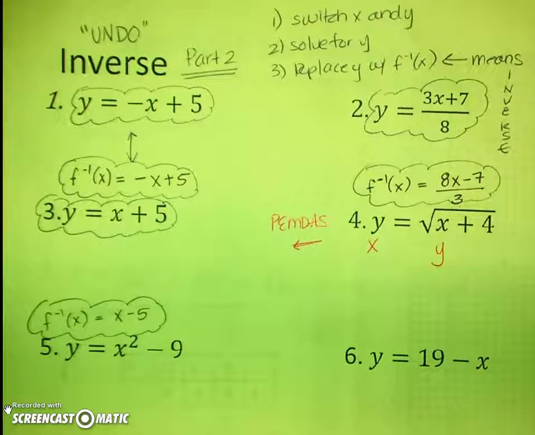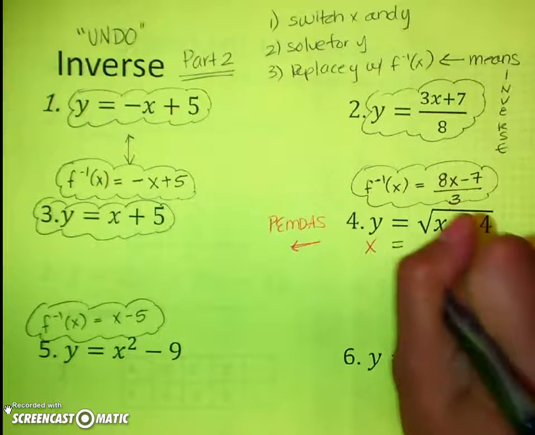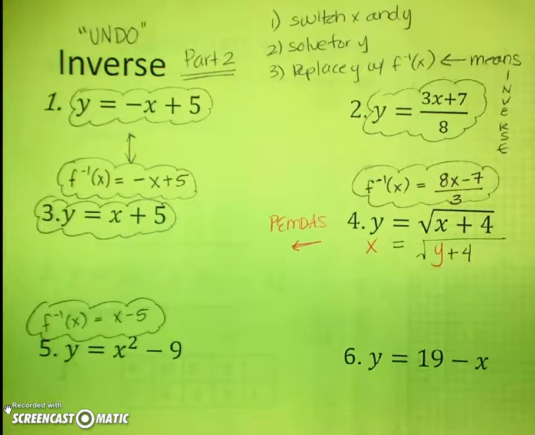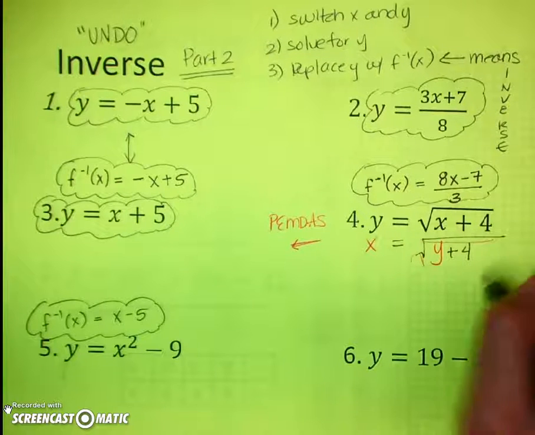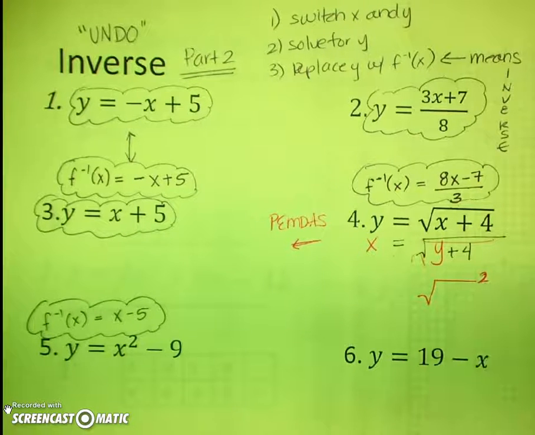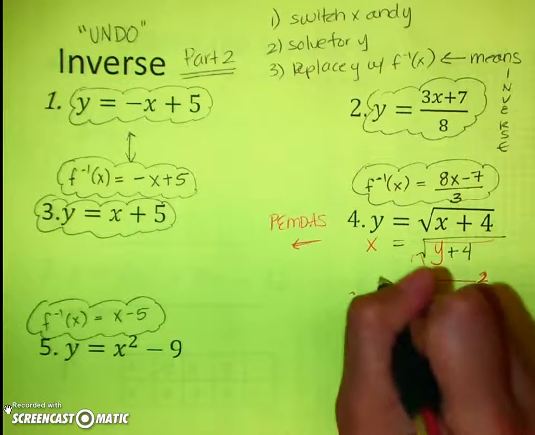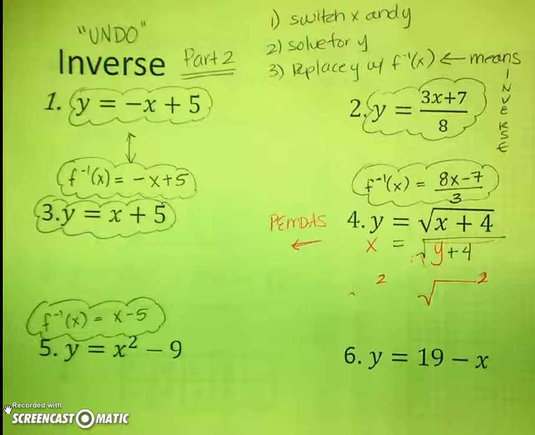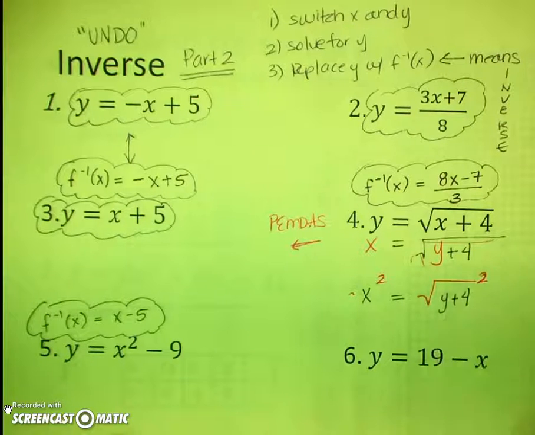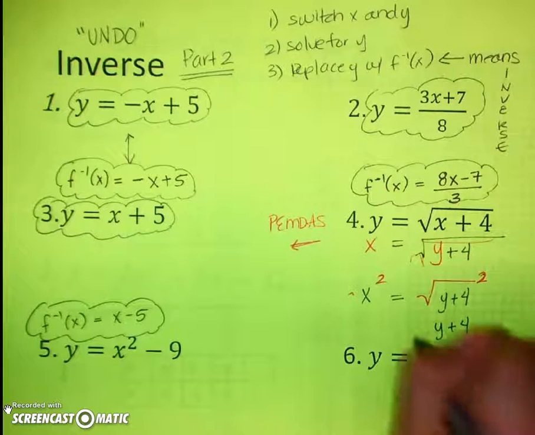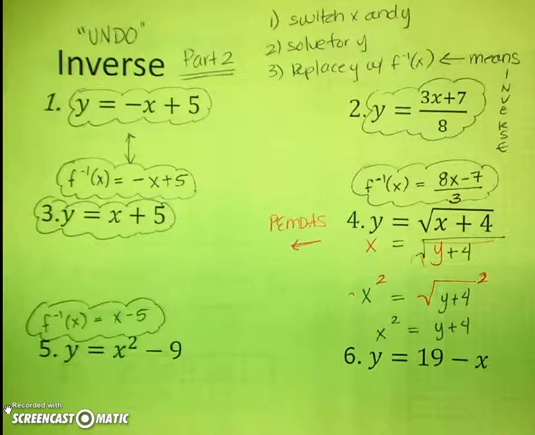So if you switch x and y, everything else stays the same, and you're left with x is equal to the square root of y plus 4. The next step is to get rid of the square root symbol. In order to get rid of a square root symbol, we have to do the squared. When you square a square root, you end up getting rid of the square root symbol. Everything else stays the same, so you're left with x squared is equal to y plus 4.